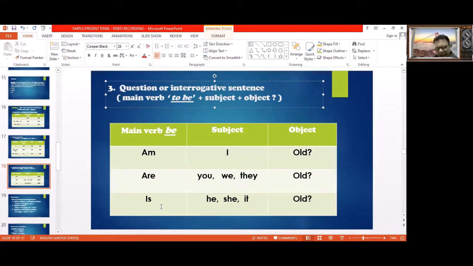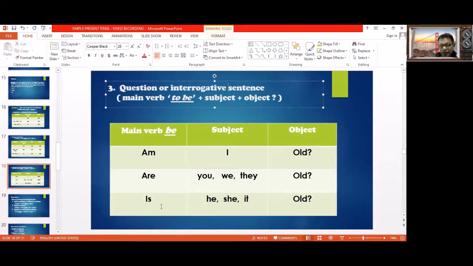So again, we still have three forms of sentences. We have here, am I old? So see, it's already a question. Am I old? See, you just interchange the subject and the verb be. Then a question mark. Don't forget that. Again, don't forget the question mark, because if there is no question mark, it's already wrong.